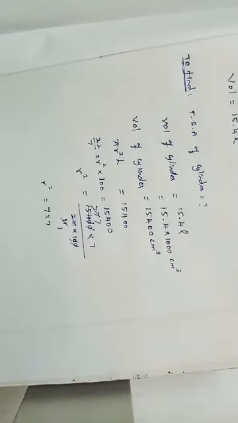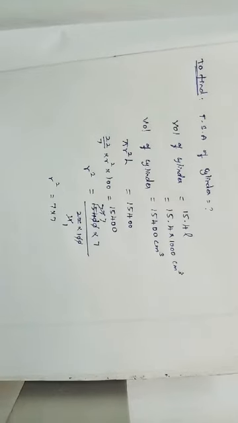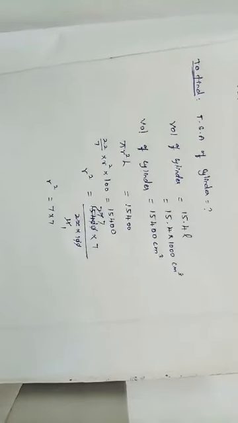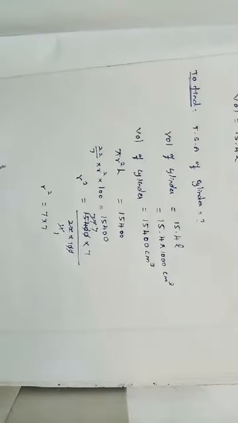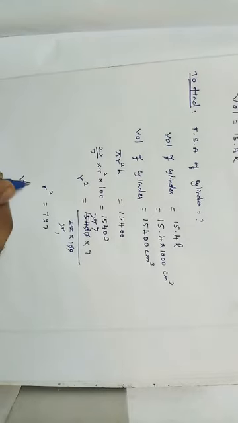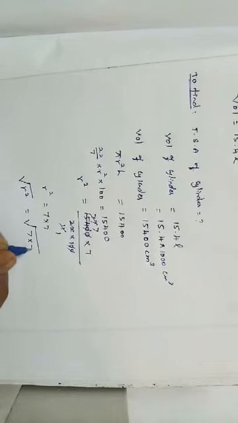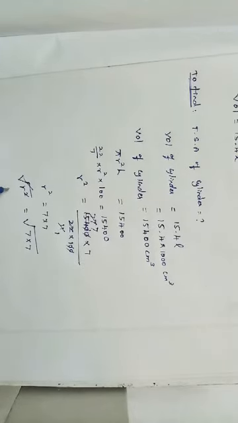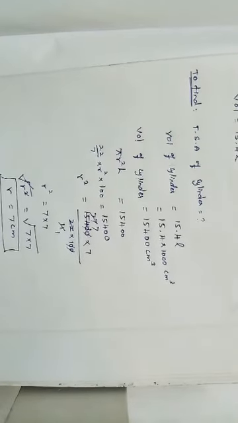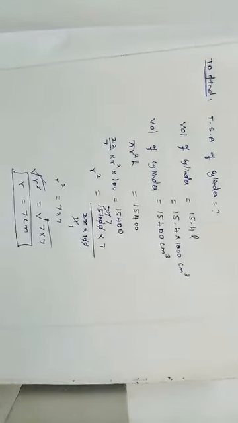But what we want to find? We want to find R only. So how do we convert R square into R? Taking square root on both sides. Square root of R square is equal to square root of 7 into 7. The square gets cancelled, so R is equal to 7 centimeter. Now we got the radius.